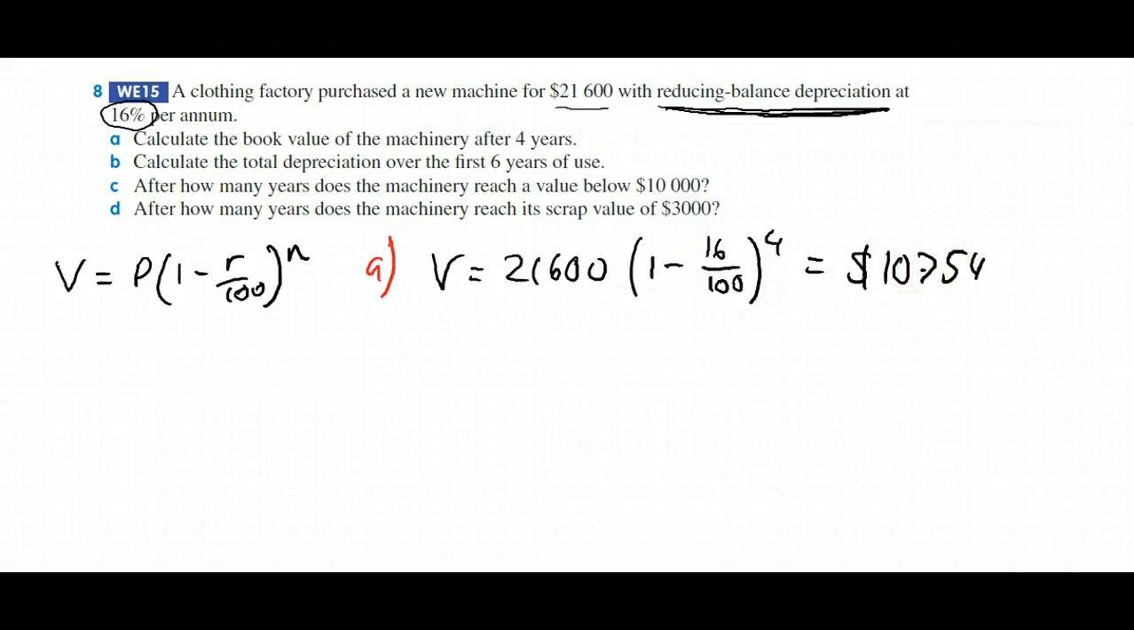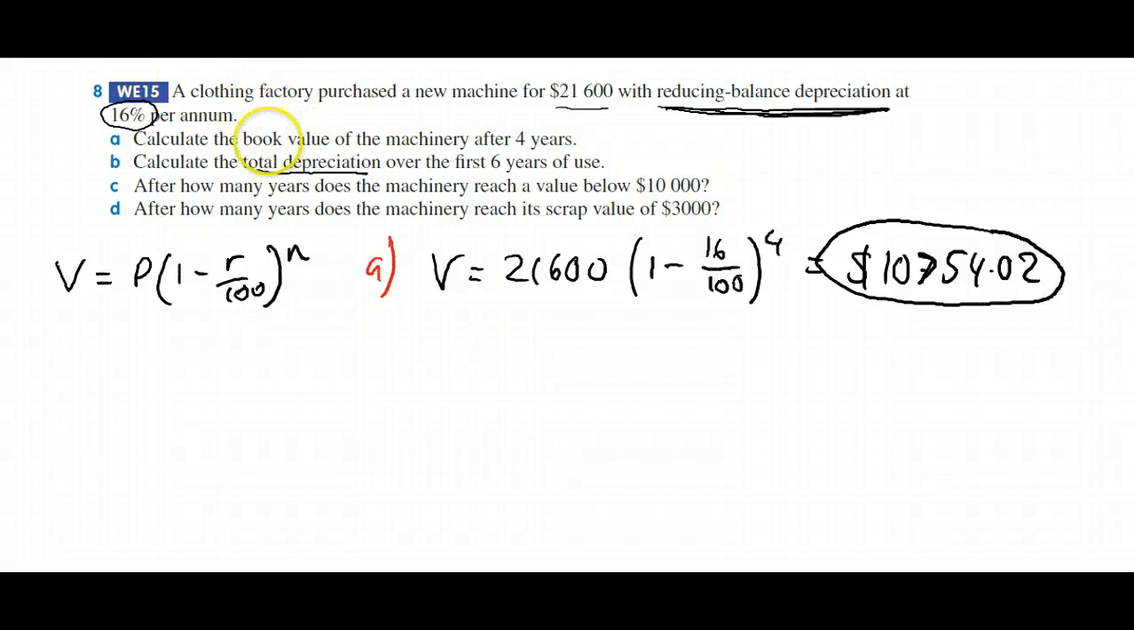10,754.02. Let's ignore that little point there. That's the book value of the machine after 4 years. Okay, in the next question, we have to calculate the total depreciation over the first 6 years of use. So this time it's not the book value, it's the depreciation we need to work out. But in order to work that out, we're going to need to work out what the book value is and then minus the purchase price from it, and that difference will be depreciation.